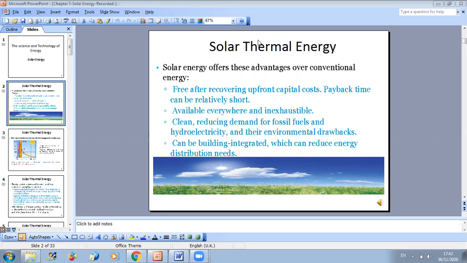The other advantage of solar energy is that it's available everywhere and inexhaustible. And of course, it's a clean source. We don't have greenhouse gas emissions. We don't have risky pollutants. So it will reduce the demand for fossil fuels and hydroelectricity and their environmental drawbacks. In addition, it can be building integrated, which can reduce the energy distribution needs. So no need to have a very large distributing system. It's local. We put the system near the house, and we can benefit from the solar energy.